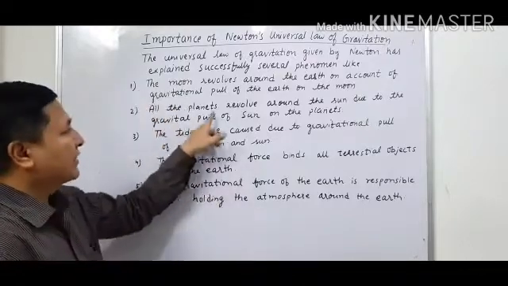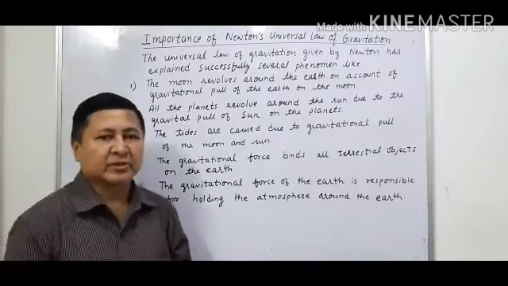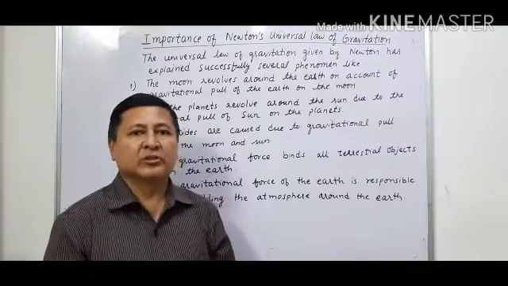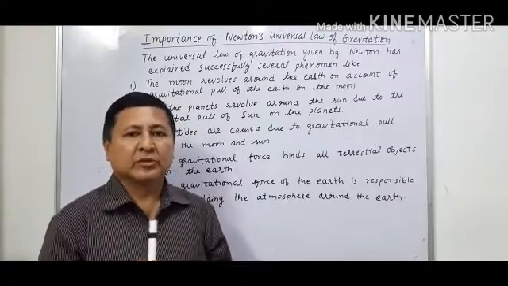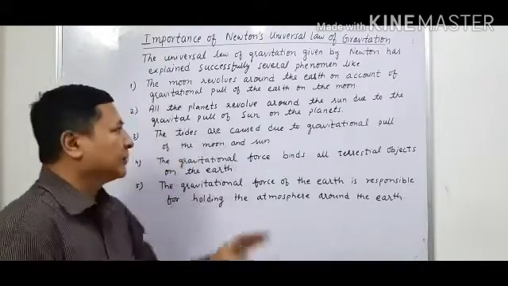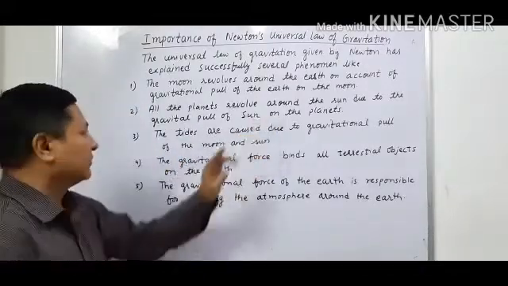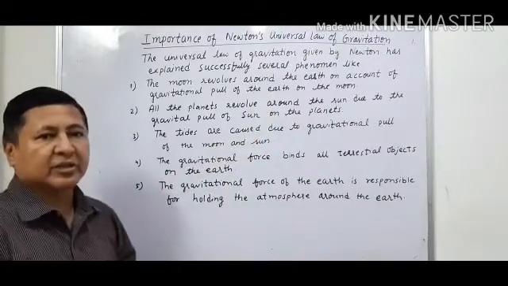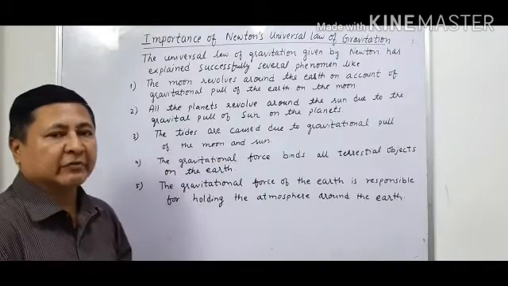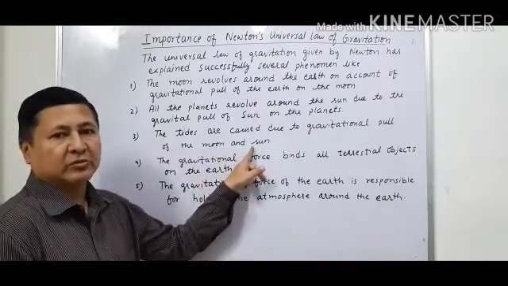Similarly, all the planets revolve around the sun due to the gravitational pull of the sun on the planets. This also we have seen in the lower classes. This is due to the gravitational pull of the sun on the planet which makes it revolve around the sun. The next is, you have studied about the high tides and the low tides. That is also due to the gravitational pull of the moon and the sun on the sea water.